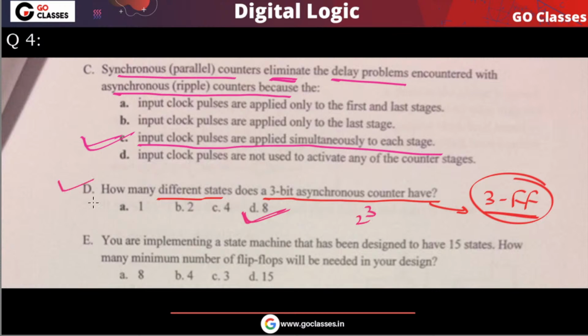Next. You are implementing a state machine that is designed to have 15 states. You want a total of 15 states. Then what is the minimum number of flip-flops needed? If you want 15 states, then definitely at least 4 flip-flops we need, correct? So I can say the answer will be option B.